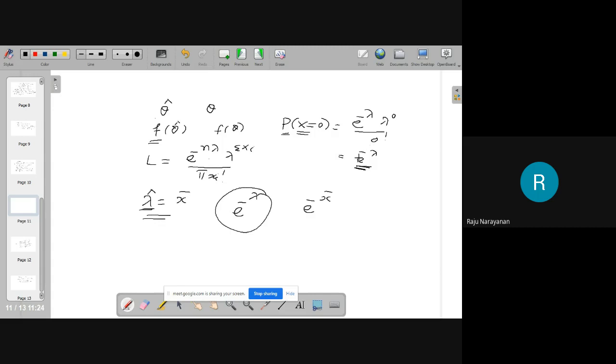Therefore, what is the estimate for this one? e raised to minus x bar. What is x1, x2, etc. xn here? Number of children in a family. What is x bar? Average number of children. Therefore, this is the estimate for the probability that 0 child is there in a family.